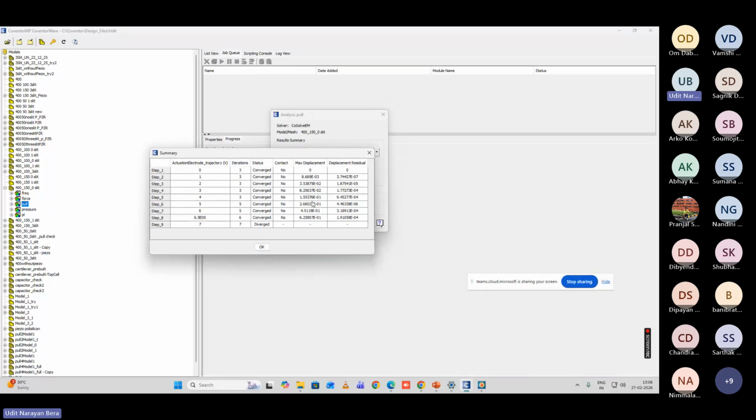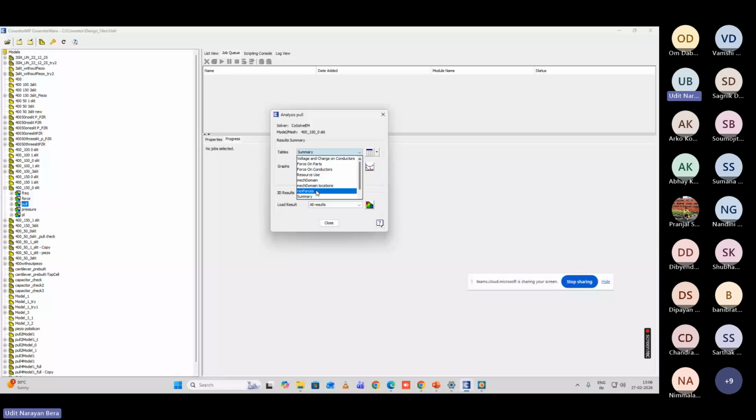the displacement was there, but after some 6.5 volt, it has started converging, and at 7 volt, it has already diverged. Okay, that means your pull-in range, starting from the lower bound of your pull-in, is 6.5 volt and the upper bound is 7 volt. That also you can check from here. Okay, this is your pull-in limit.